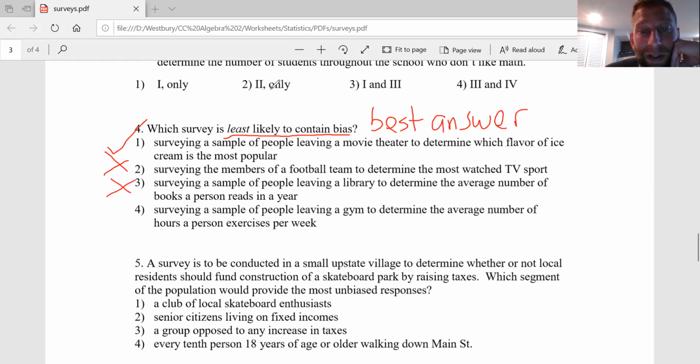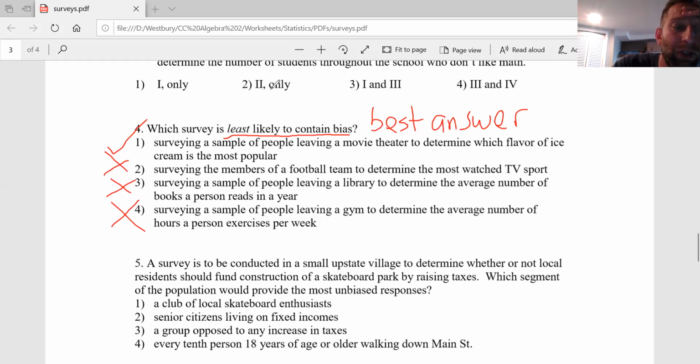Surveying a sample of people leaving a gym to determine the average number of hours a person exercises each week. Is there bias there? Yes. If you're asking people at the gym, they probably work out a lot. It's not random. If you asked every person at the movie theater how much they worked out, that would be more random.